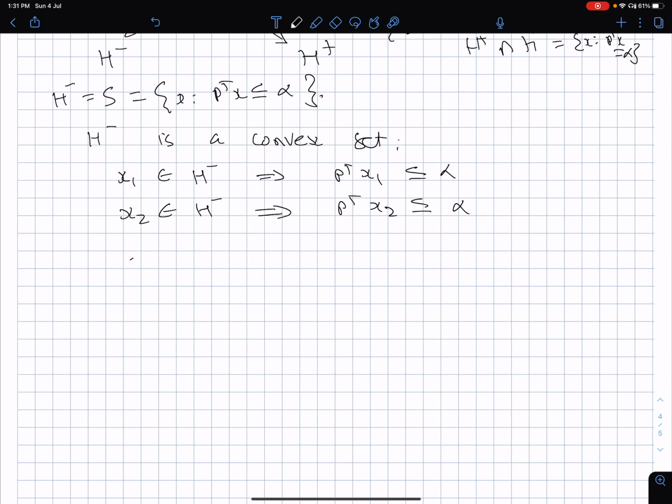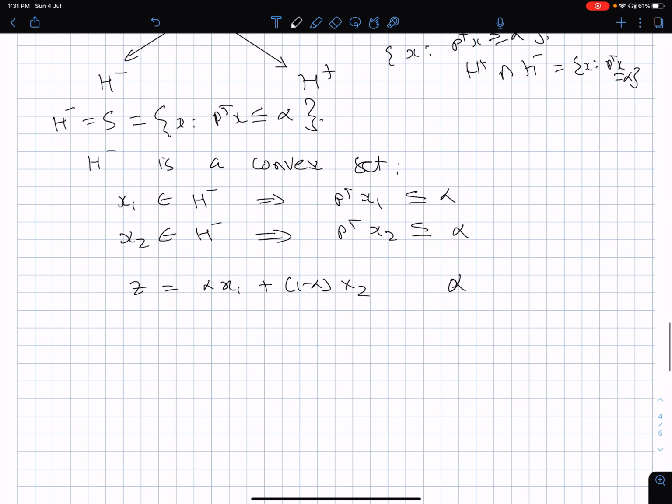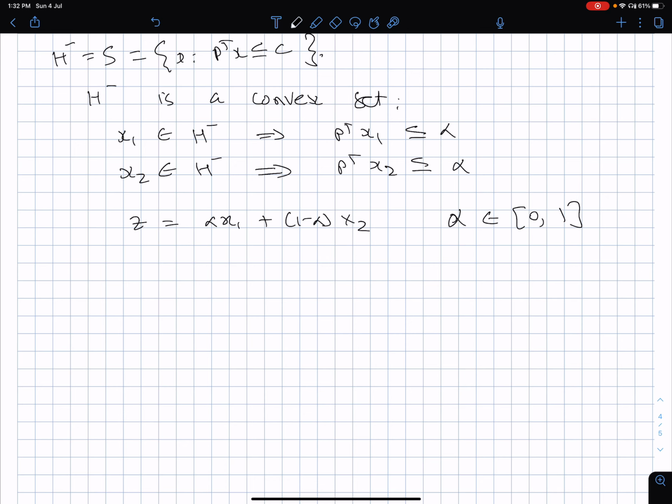Now take a line segment, a convex combination of x1 and x2, which is to say that you take z. Again we have alpha, so I should use gamma here, or let me retain this alpha here, and for the set I will change this to c. Okay, so set P transpose x is less than or equal to c. So alpha comes from the closed interval 0 and 1.